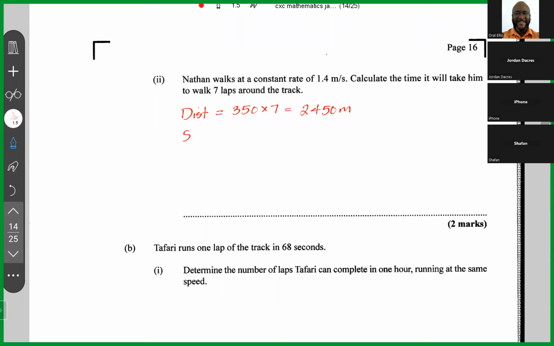The speed he's going around the track at is 1.4 meters per second. Now in a speed, distance, and time calculation, time is distance divided by speed. So the total distance is 2,450 for going around the track 7 times, divided by the speed, which is 1.4. Using a calculator, this is 1,750 seconds.